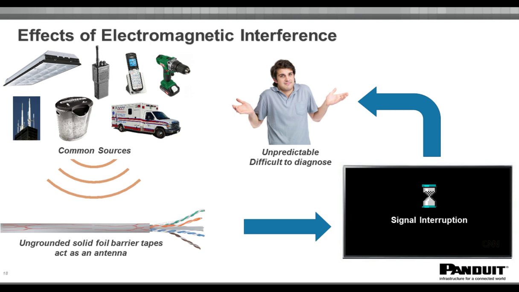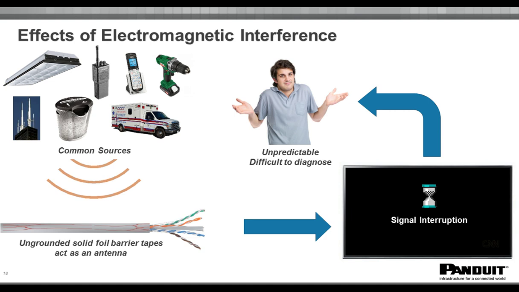And what we found is that some designs out there in the market use an ungrounded solid foil barrier tape. That's a barrier tape designed to combat alien crosstalk, but it will actually act as an antenna for EMI. So it gives great alien crosstalk performance, but it degrades the EMI performance. It will act as an antenna for EMI, which could then be coupled onto the pairs and disrupt your signal, giving outages at your display.